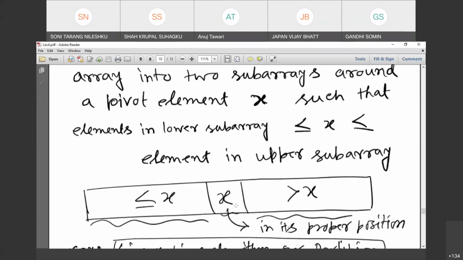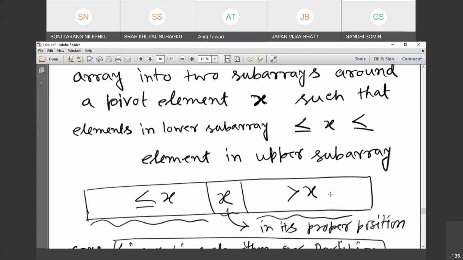Sir, can I say? Yeah. Sir, first of all, we will choose X and then traverse through the array, and whichever elements are less than X will be put in the left subarray, and whatever elements are more than X will be put in the right subarray. So it will take order of n time.